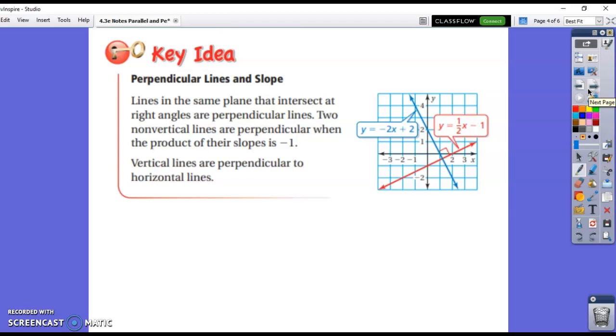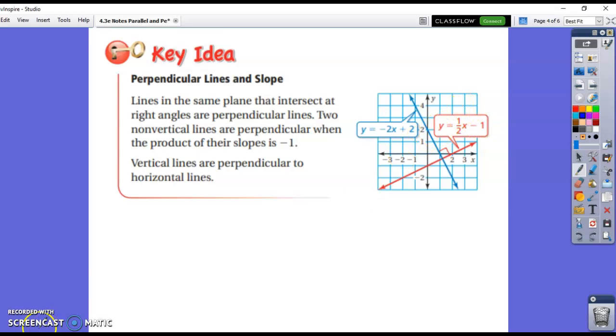So a perpendicular line, a set of perpendicular lines, is when they intersect at a 90-degree angle. See here, they form a right angle. That's 90 degrees. It says two non-vertical lines are perpendicular when the product of their slopes is -1. So that means when you multiply their slopes together, it equals -1.